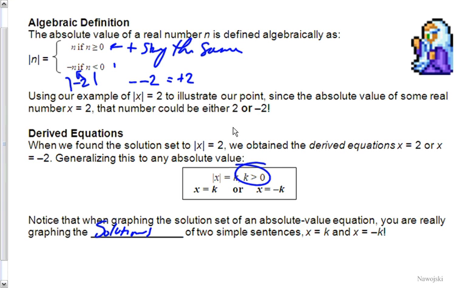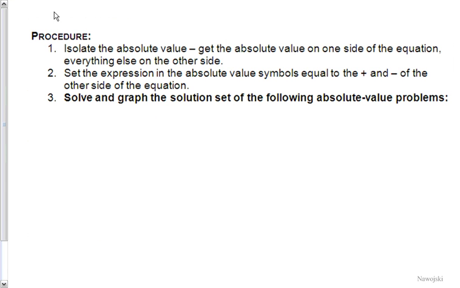Of the solution of two simple sentences. In other words, you got to do both. Right. Let's take a look at some of our procedures so we get them.